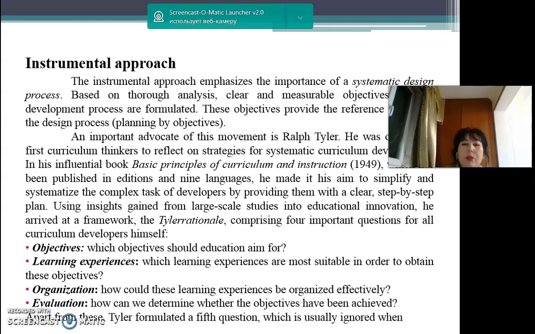Which objective should education aim for? Which learning experiences are most suitable in order to obtain these objectives? How could these learning experiences be organized effectively? How can we determine whether the objectives have been achieved?